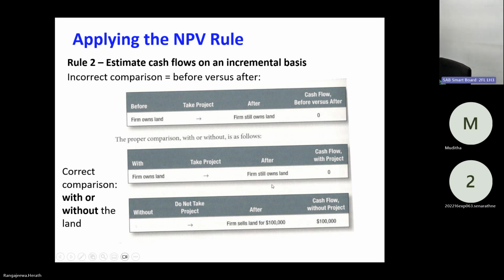With the project, the firm is still on the land. Without the project, you can sell it for 100 million. So the cash outflow without the project is 100 million. So this 100 million becomes the opportunity cost. Right?